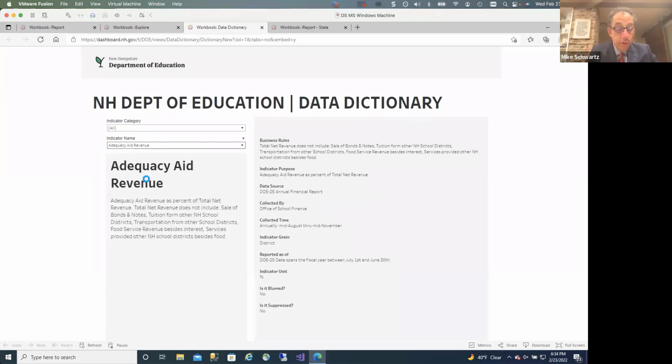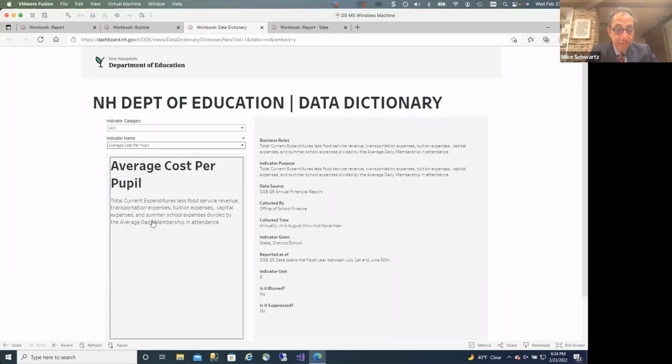So this should give us a little bit of a definition, and we'll see if it gives us enough information. So it's total current expenditures less food service revenue, transportation expenses, tuition expenses, capital expenses, and summer school expenses divided by the average daily membership. So total expenditures less transportation, less tuition expenses. Okay, so it's the total expenditures divided by membership, but they are taking these things out.